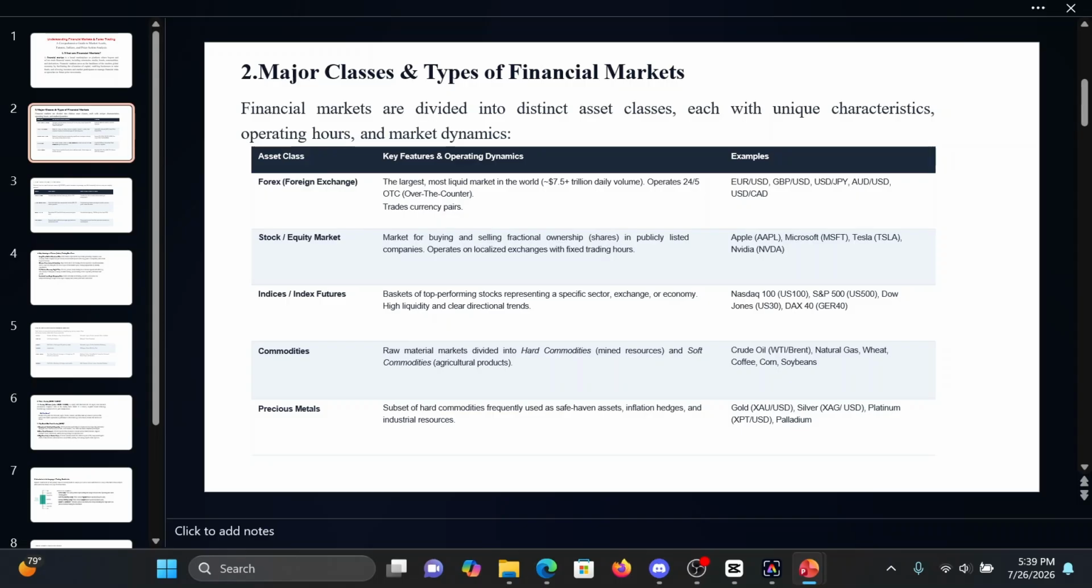Then we have what you call the commodities. These are raw materials divided in the market, which are majorly mined, some. For example, crude oil. Others are mined and others are farmed on the farms. So we have crude oil, natural gas, wheat, coffee, corn, soya bean, cocoa, cotton. All those are commodities. What's a commodity? Raw materials and other things.